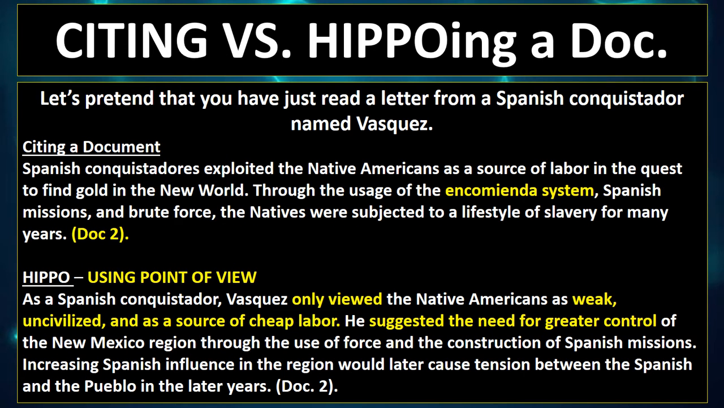Let me give you an example of the difference between just using a document and then HIPPOing a document as we finish out. It's a good idea to pause the video, take a look at the quotes here. These are made up here. Let's pretend that you've just read a letter from a Spanish conquistador named Vasquez. The first example is just using the document. You'll see no example of using the author's point of view or the intended audience in that first one. And then the second one, you'll see an actual example of point of view of this fictional conquistador named Vasquez, where I'm trying to show you point of view right there, where it says Vasquez only viewed the Native Americans as weak.